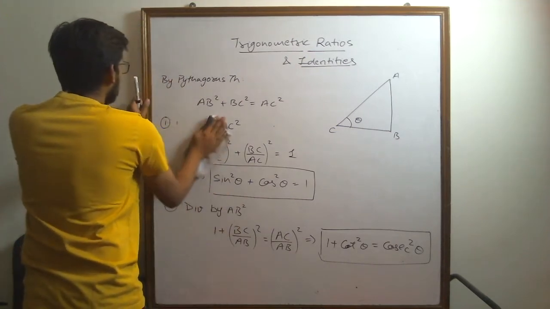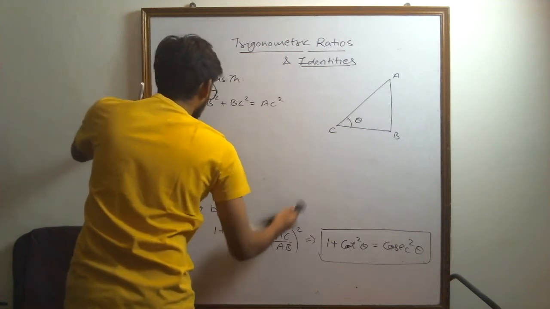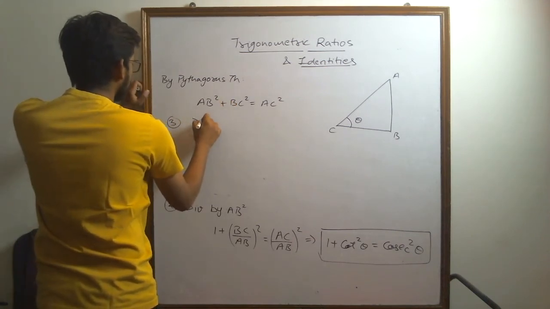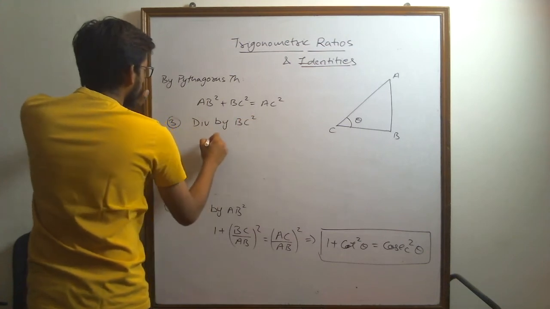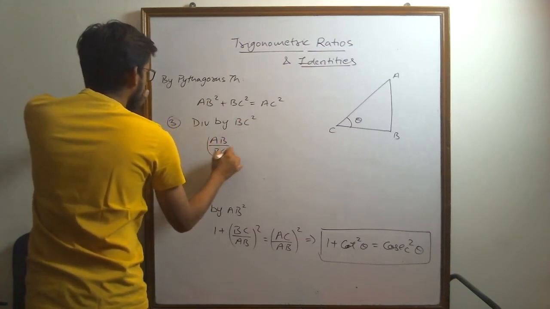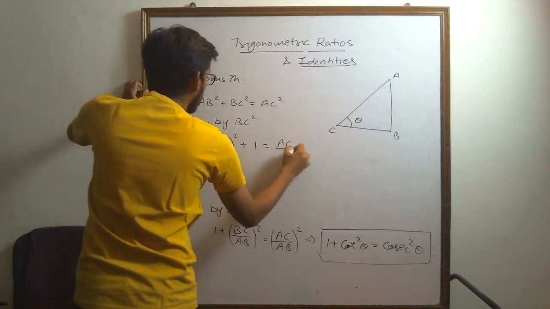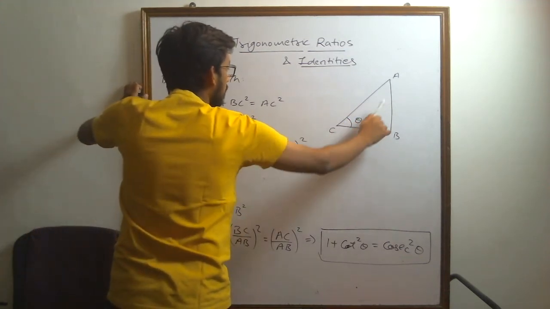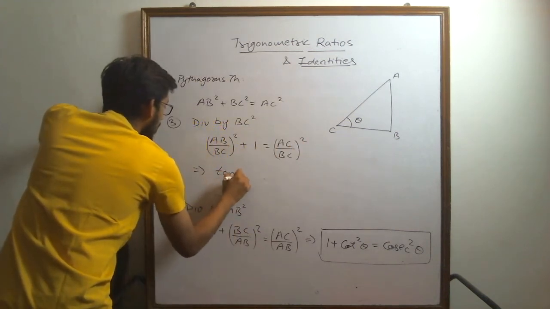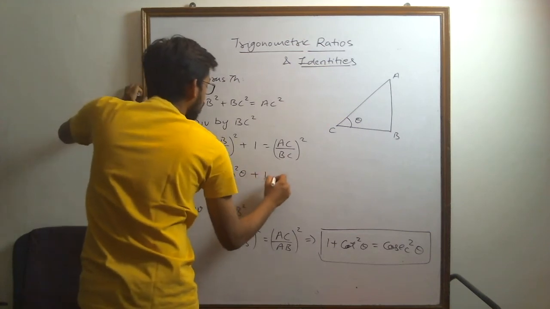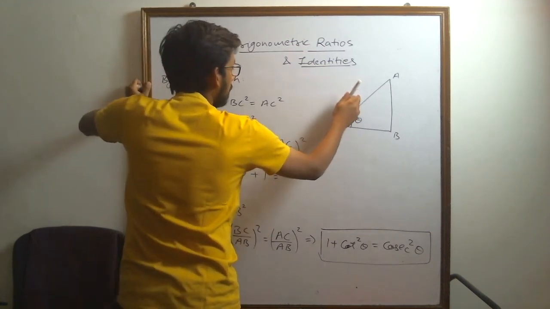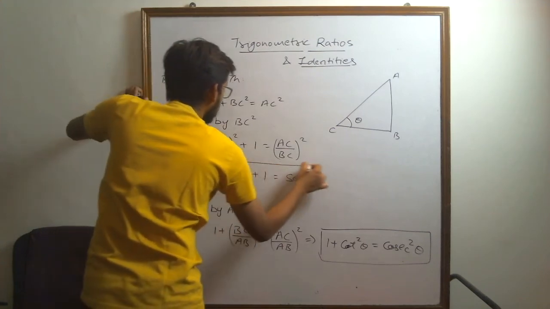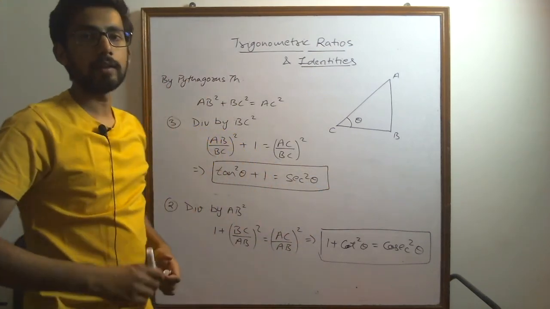The third identity can be found by dividing by BC square this time. Dividing by BC square, we get AB upon BC whole square plus 1 is equal to AC upon BC whole square. Now AB upon BC is opposite upon adjacent, which is tan theta, so tan square theta plus 1 is equal to AC upon BC whole square, hypotenuse upon adjacent, which is sec square theta. So tan square theta plus 1 is equal to sec square theta. This is our third identity.